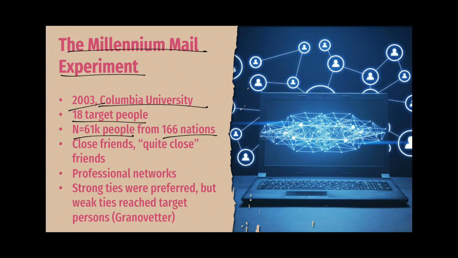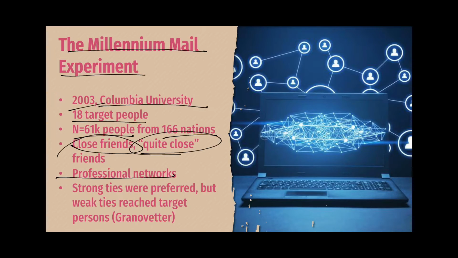Now, according also to the findings, they would ask the help of, or they would choose intermediaries who are close friends and those who were quite close friends. Also, they chose to look for that person through their professional networks. I guess one of the reasons why they opted for professional networks is because this was an email communication, and usually during that time, emails were mostly very formal.